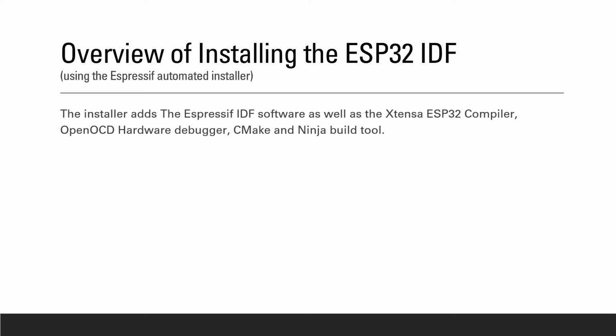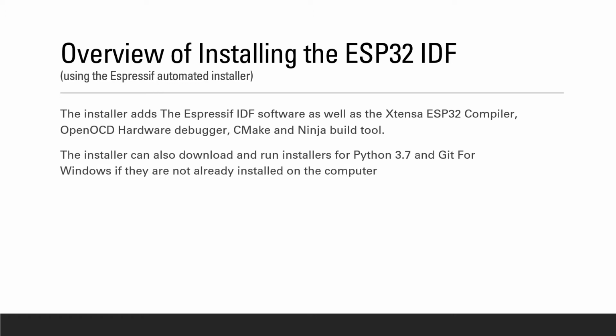We're going to use an automated installer from Espressif, and it's going to put all those things on. And the installer puts on the custom software from Espressif and Tensilica, as well as this OpenOCD. That's a hardware debugger that you can use to get a little bit closer into timings and other things on the chip. We're not going to use that right now. We will be using CMake and Ninja as the build tools.